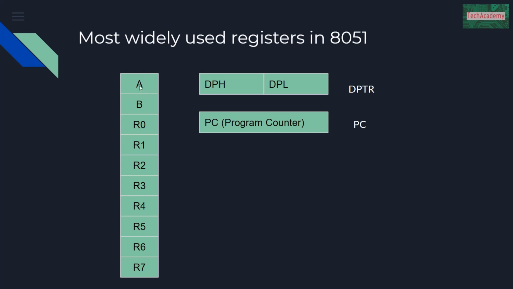So this is how it can store numbers starting from 0 to 255. So 0, 1, 2, 3 up to 255. These are the values all these 8-bit registers can hold. Okay, and then these two are 16-bit registers.